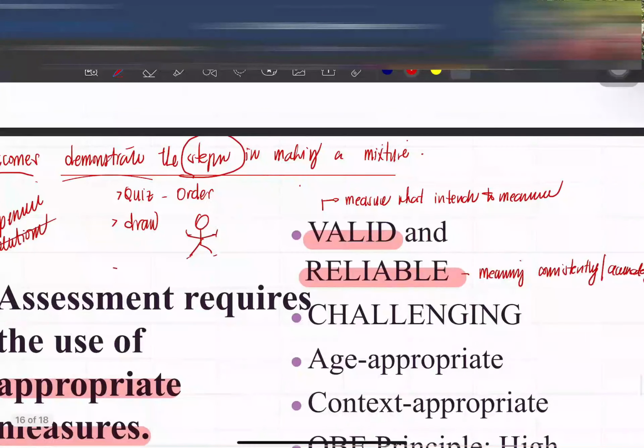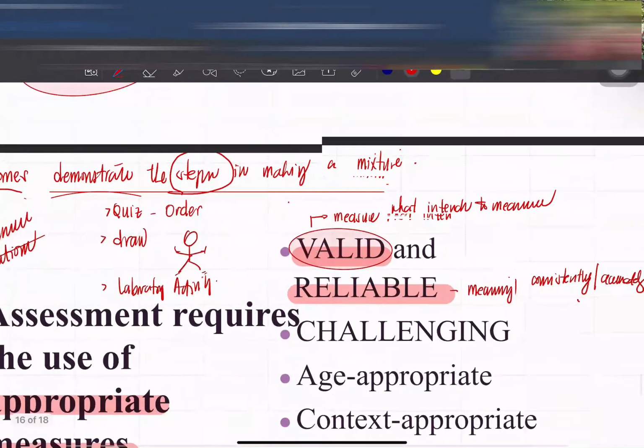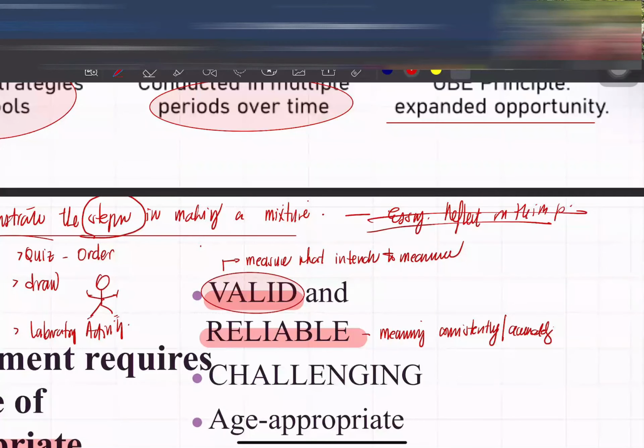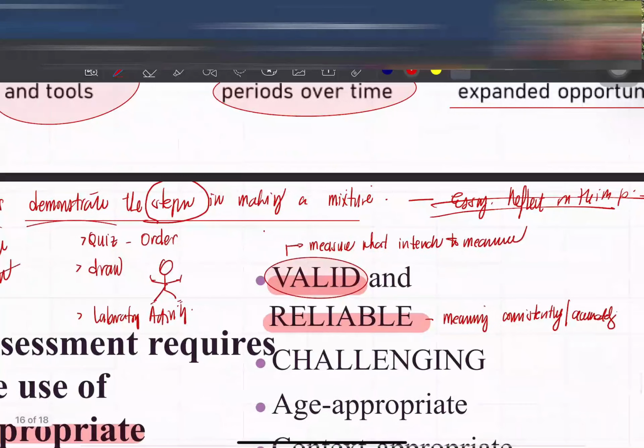Now, another also class, since you would want them to demonstrate, you may also have your laboratory activity. Now, that makes your activity to be valid. But for example, ito po yung goal mo, demonstrate the steps in making a mixture. Tapos pinagawa mo sila ng essay. Tapos yung tanong sa essay mo, reflect on the importance of mixture. That question, class, is not relevant. It's not valid because it's not relevant to the topic that you would want them to dwell on.